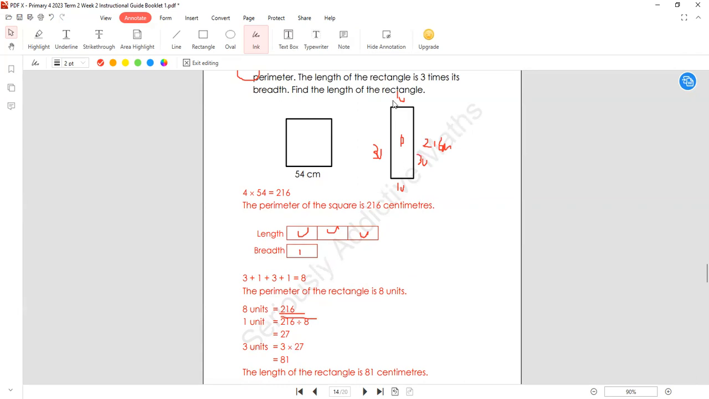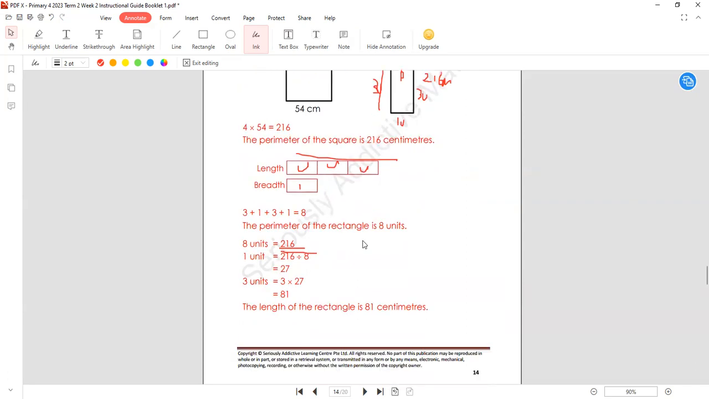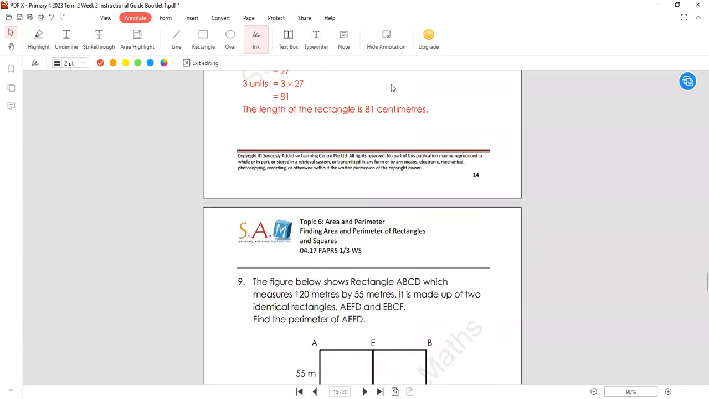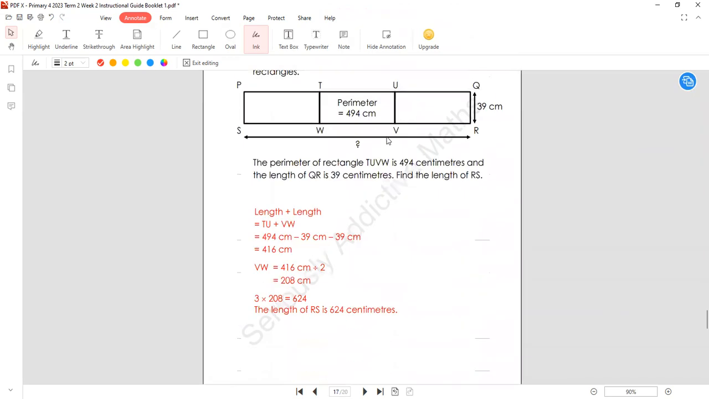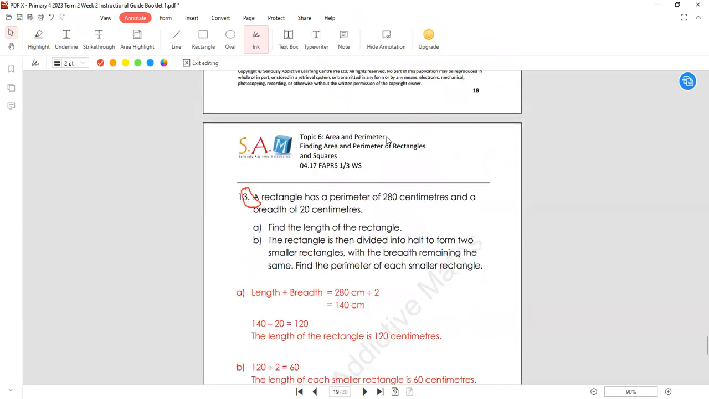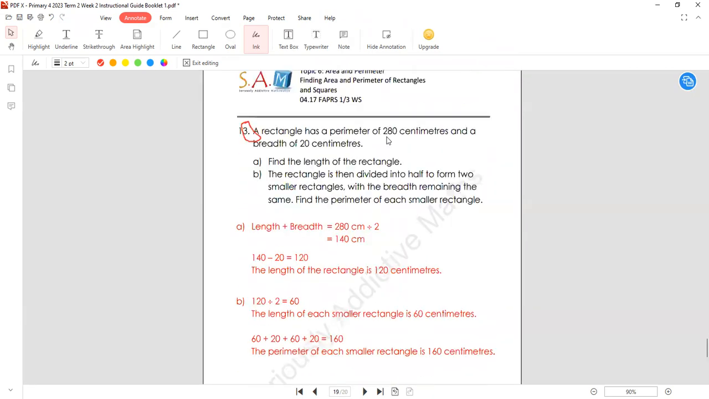You're supposed to find the length. The length is 3 units, so 27 times 3 equals 81, and then write the answer 81 cm. A common mistake is when they forget to write the unit of measurement. So remind them.